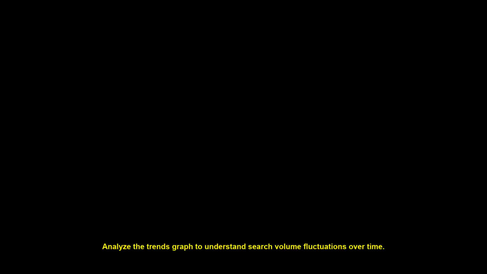Analyze the trends graph to understand search volume fluctuations over time. Scroll down to explore the Related Keywords section for additional ideas. Pick relevant keywords that can complement your initial choice.